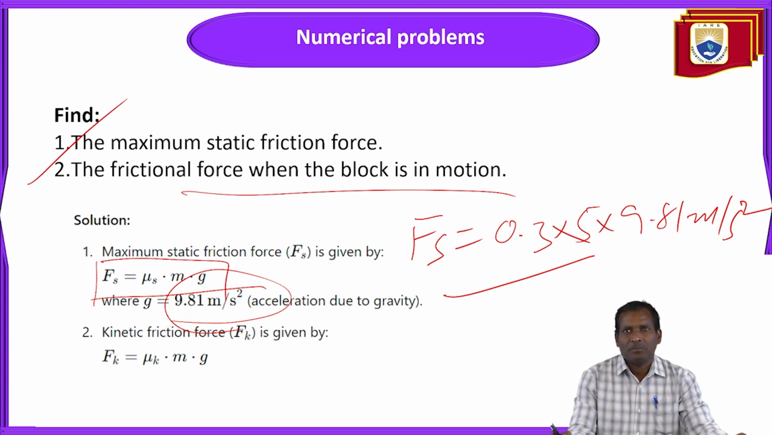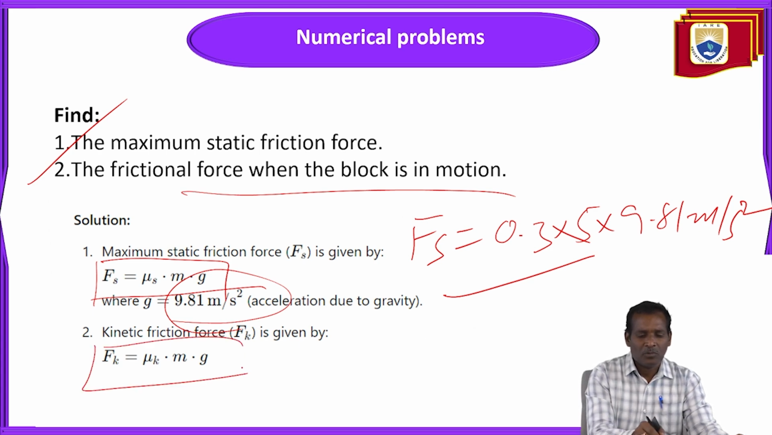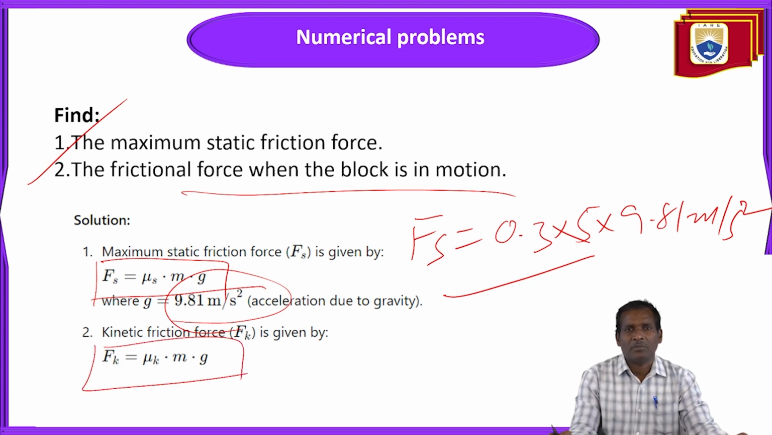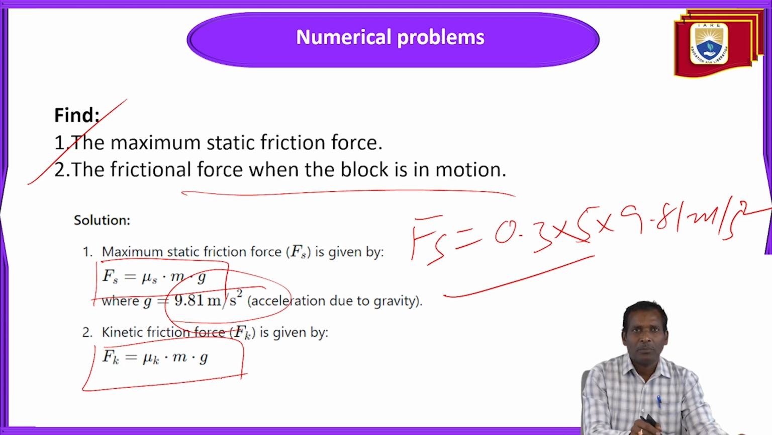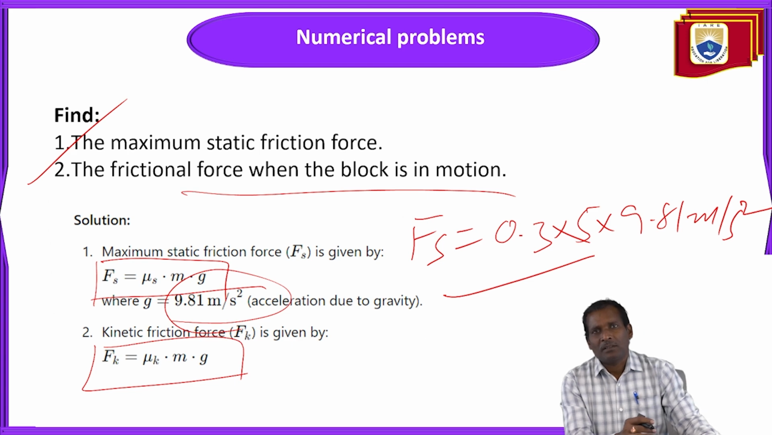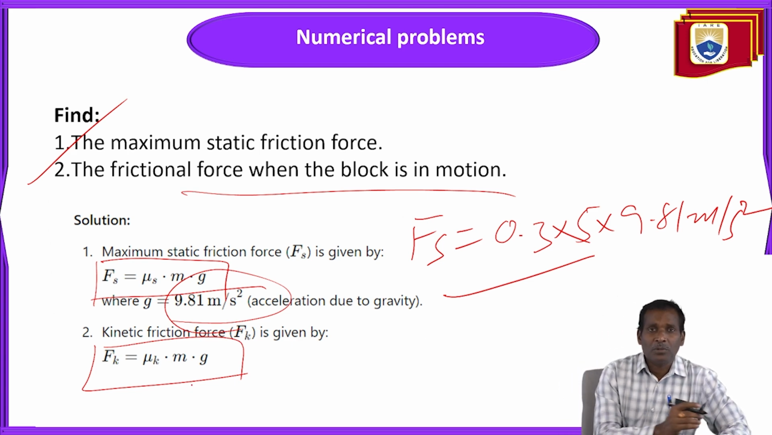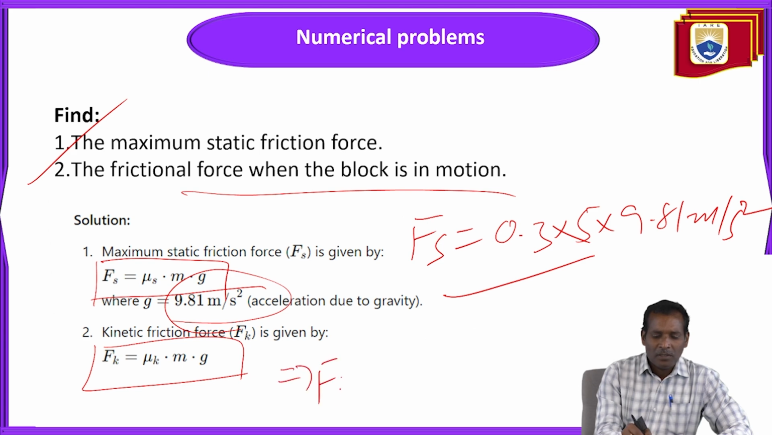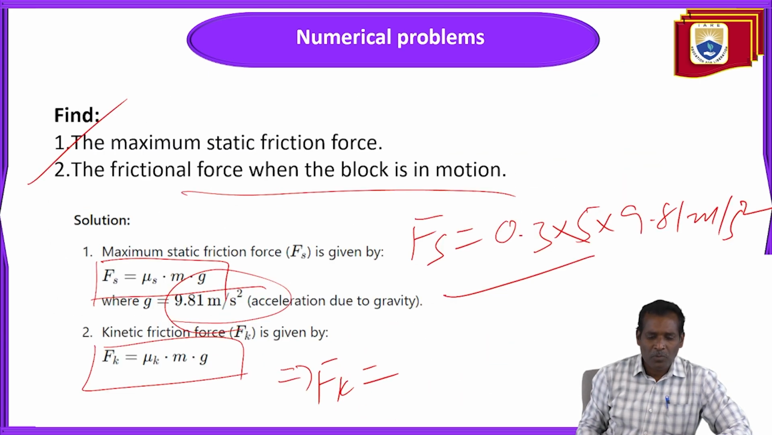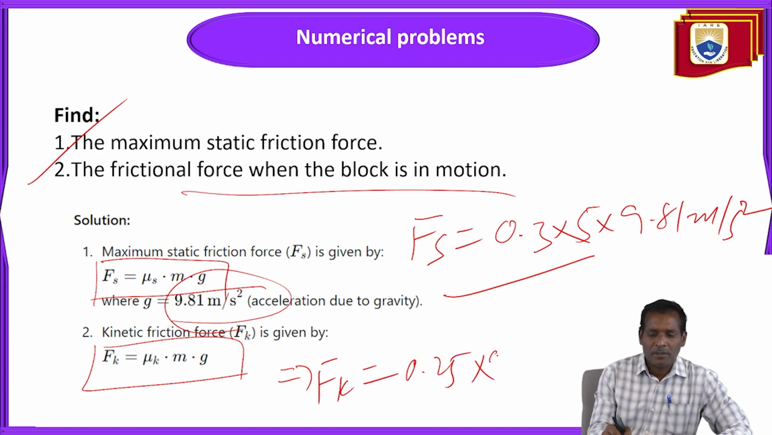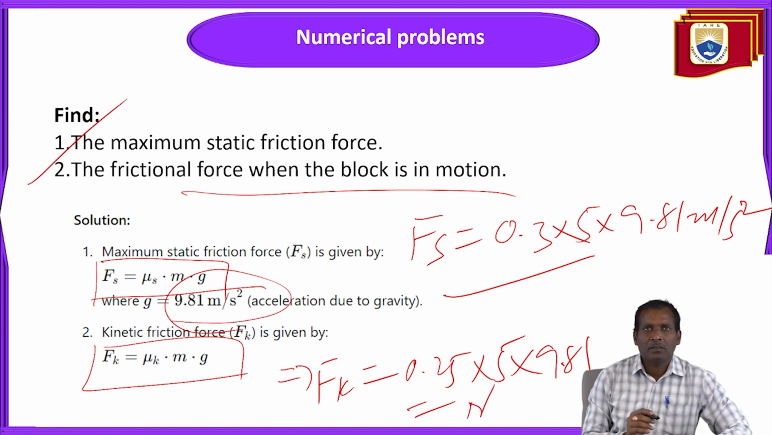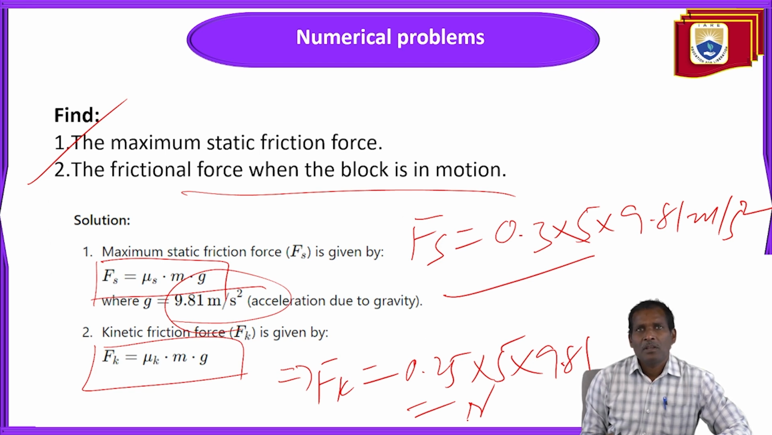So, you will get the static frictional force. Similarly, the kinetic frictional force is given by the same formula, where we only need to substitute the kinetic coefficient of friction: mu k into m into g. Substitute, Fk is equal to 0.25 multiplied by 5, multiplied by 9.81. So you will get the kinetic frictional force in newtons. Like this, you need to calculate the frictional force problems.